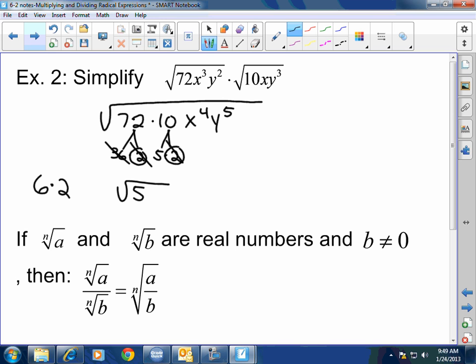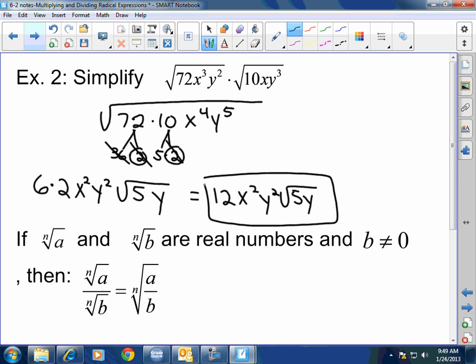Yeah. This is the time, guys. You know me. I don't care. Ask. Okay. Now, x to the 4th, we get an x squared. Y to the 5th, we get a y squared, and we have 1 y left over. So my answer is 12 x squared y squared square root of 5y. Don't get fancy and try to multiply these together is my suggestion. Set them up next to each other and break it down.